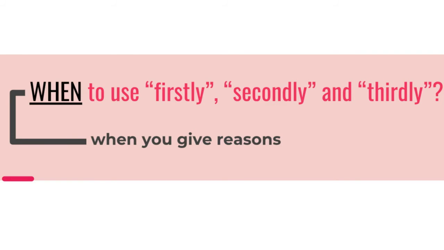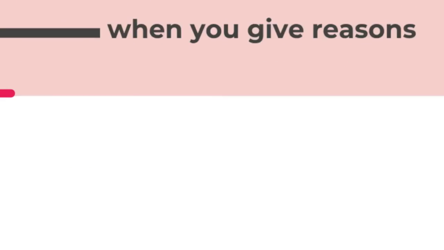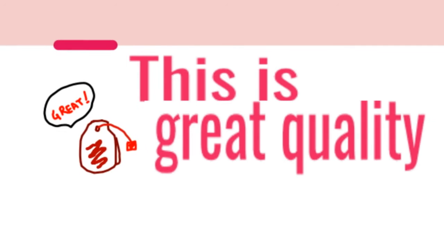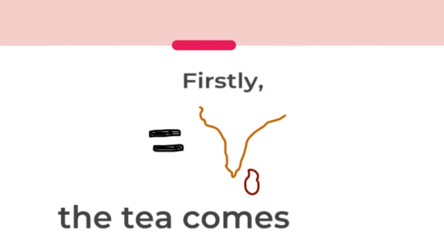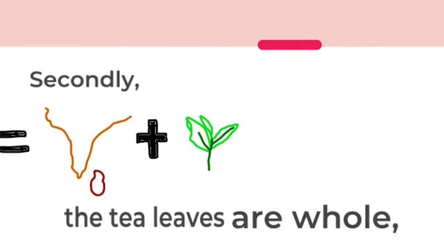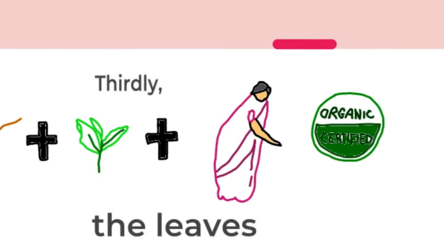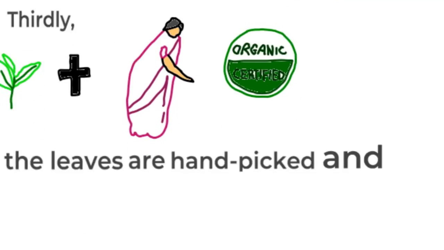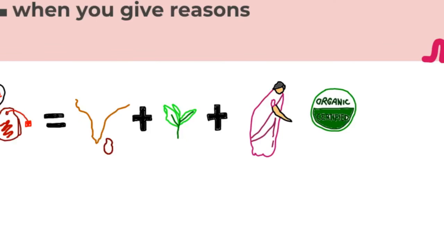So another example when to use the transition words is when you give reasons. Like, this is great quality tea. Firstly, the tea comes from Sri Lanka. Secondly, the tea leaves are whole, not crushed. Thirdly, the leaves are hand-picked and certified organic.